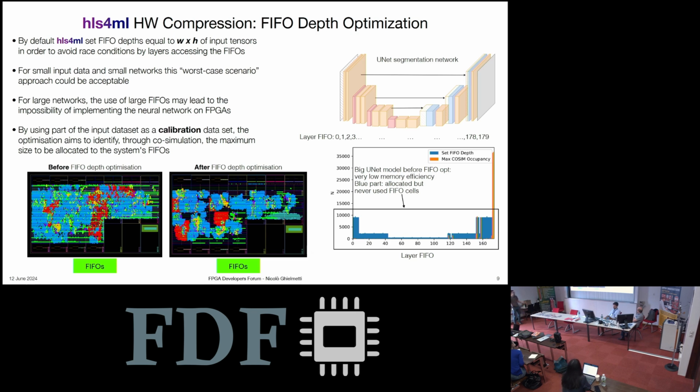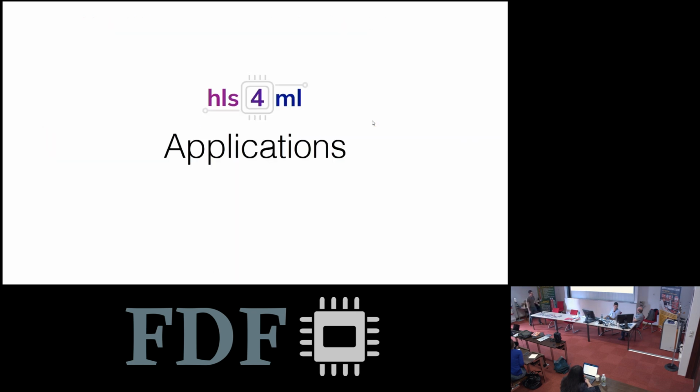Through a calibration dataset and through RTL simulation, it is possible to profile effectively how many cells the FIFOs need, in order to implement a model on the FPGA that exploits the whole length of the FIFOs. As you can see, there is a big reduction between these two floor plans, before FIFO depth optimization and after. I would like now to show you three applications. One is from high energy physics from CMS, and the other two are from the knowledge transfer I cited before.